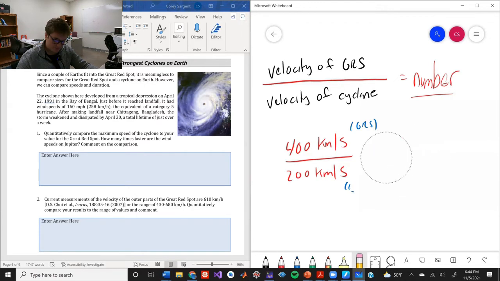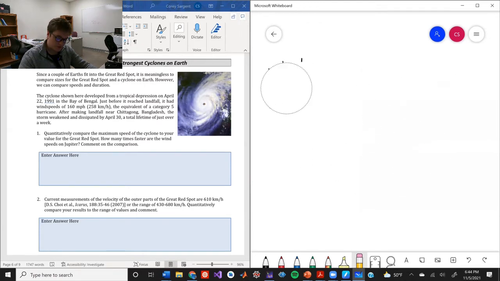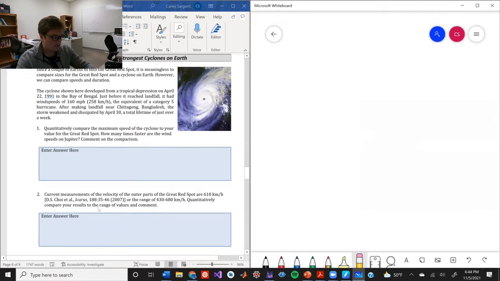Question 2. Let's clear the board first. Question 2 asks you to quantitatively compare your results to the range of values and comment. This is telling you what scientists have actually measured for the Great Red Spot, and they've measured 610 kilometers per hour. So what you're going to do is find the percent difference between the value that you found and the value that they have.